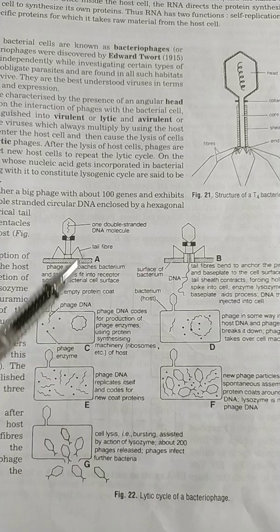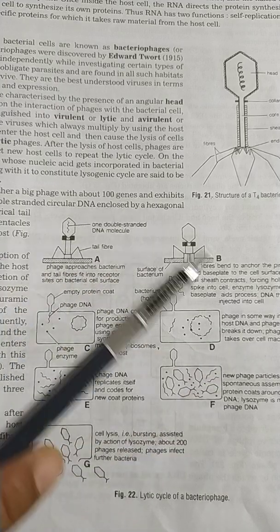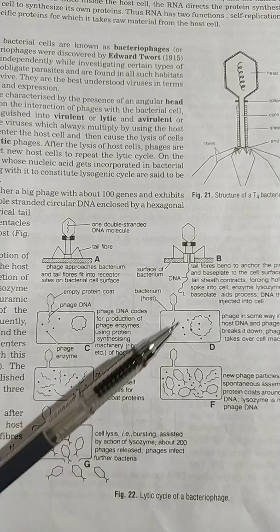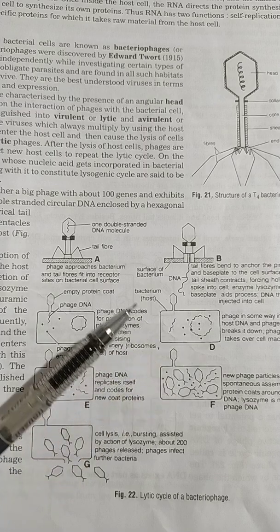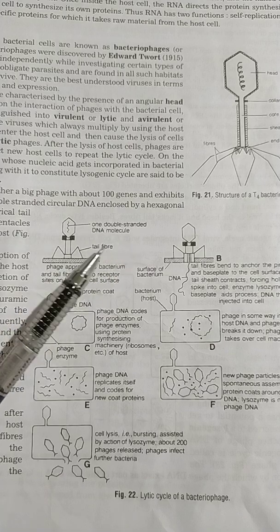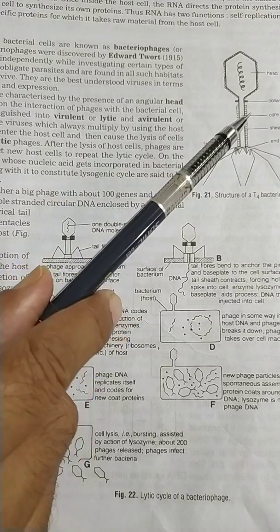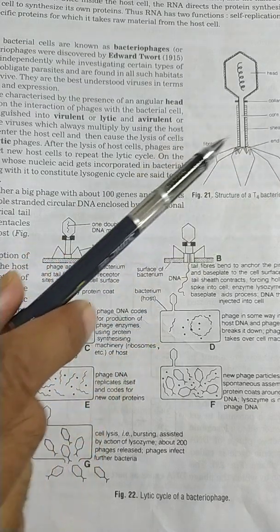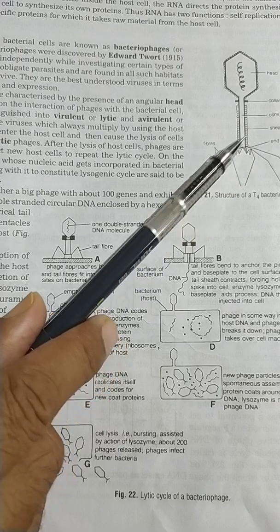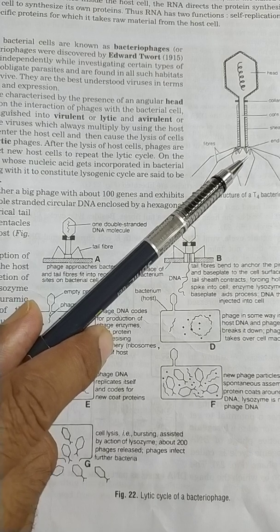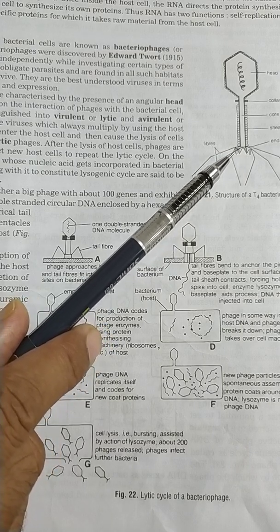But here we would be mainly studying first the lytic cycle, and in the next video we will go into details of understanding the lysogenic cycle. So today, children, let's concentrate on the lytic cycle. In the lytic cycle, in T4, which is a big phage, you see here, this phage is known as the T4 phage, and it is composed of about 100 genes, and it exhibits a lytic cycle.